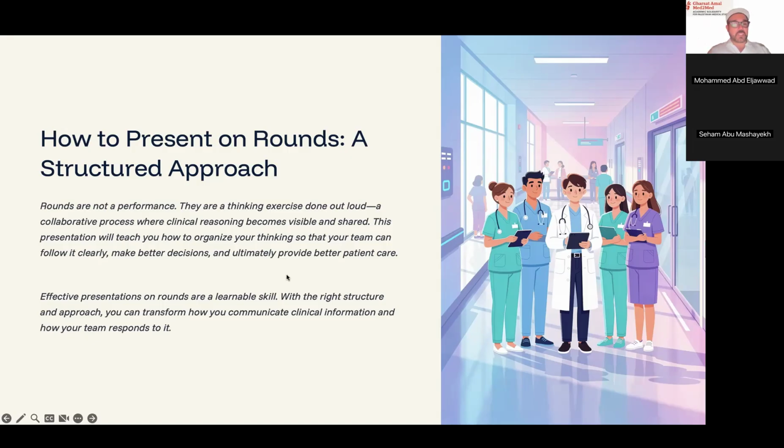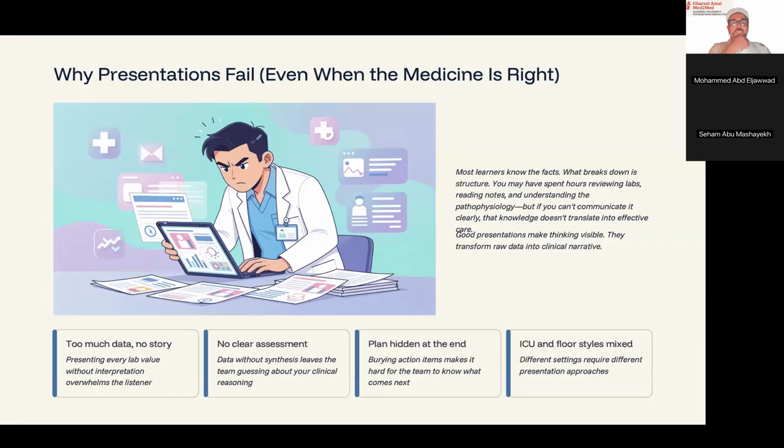This is not a presentation. This is organizing our thinking. Most presentations fail even when you're thinking right. لأن either you give too much data but no story. معلومات كتيرة بس ما في قصة واضحة. Number two, there is no summarization. There is no assessment. ما فيش تقييم. There's no synthesis. You are just narrating the facts. You are not presenting them in a cohesive way.